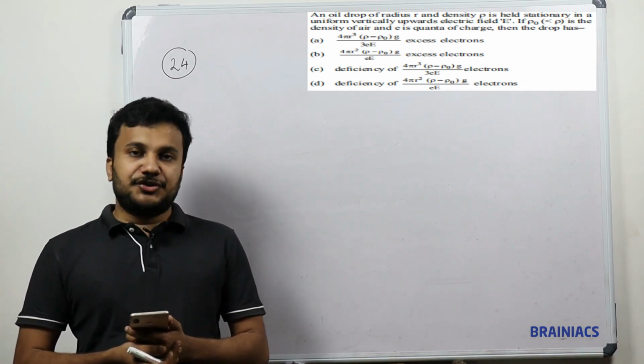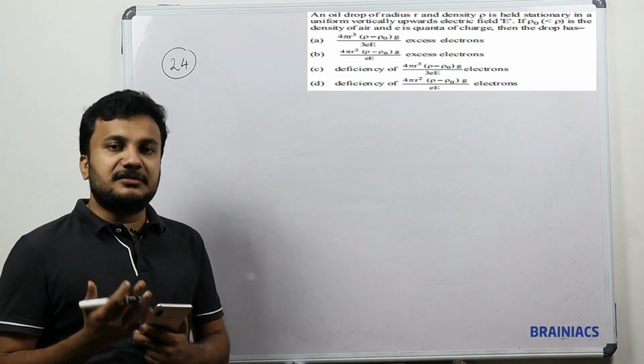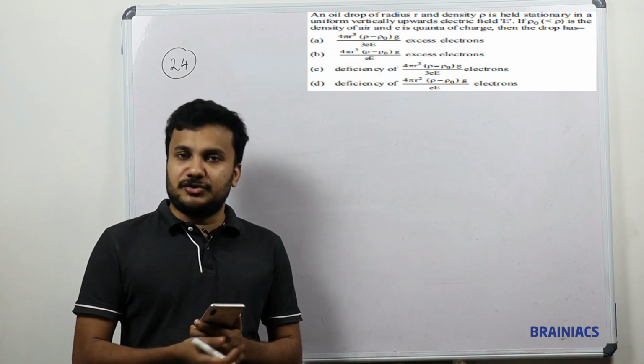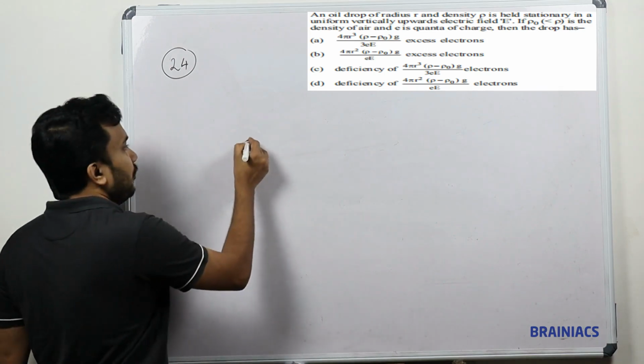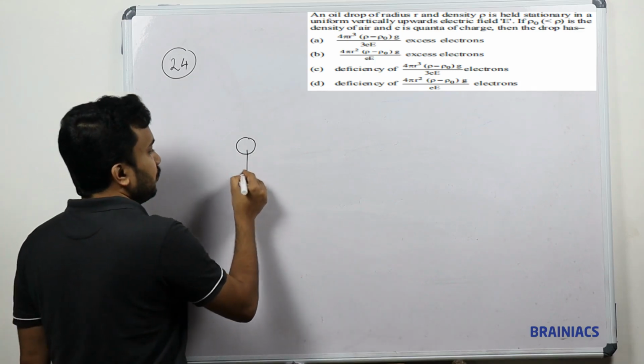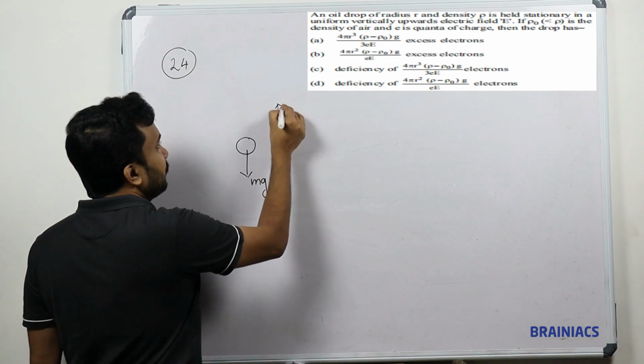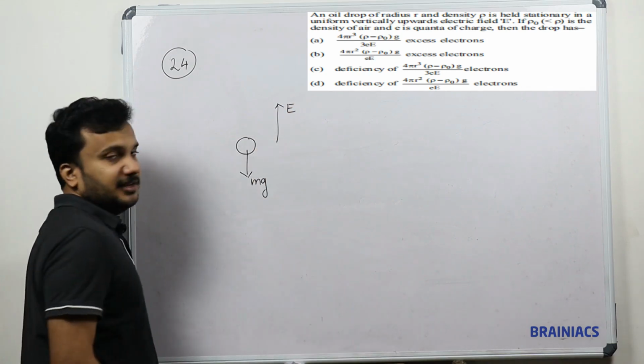Excess electron and deficiency of electron, which means we need to find out the number of electrons. We'll first represent the diagrammatic representation of the question. What is given? We have an oil drop, which is held stationary in air. That means the downward force is mg.